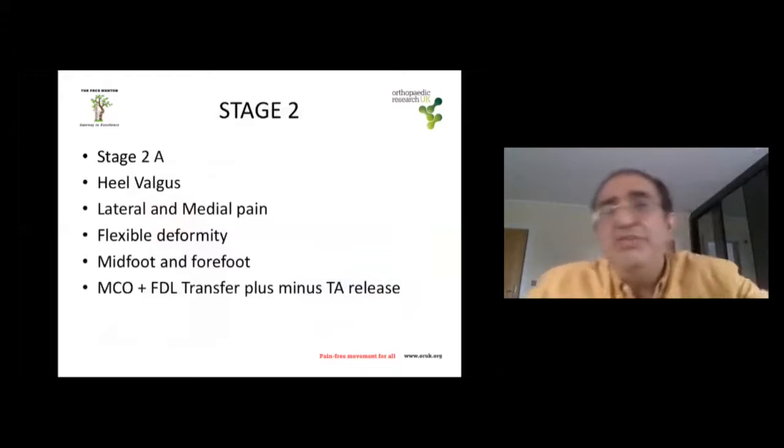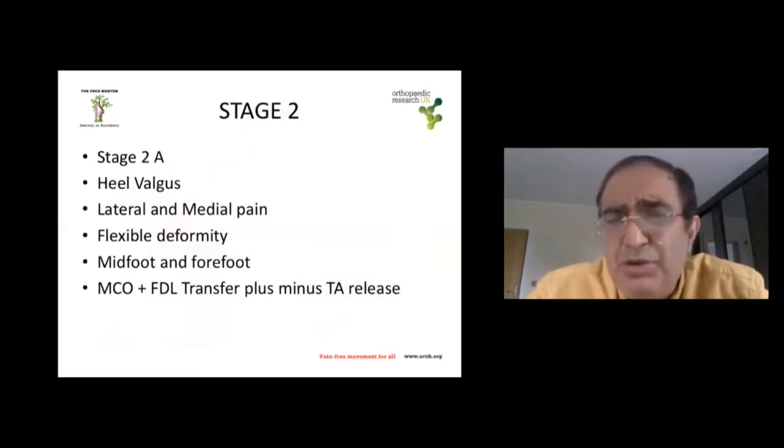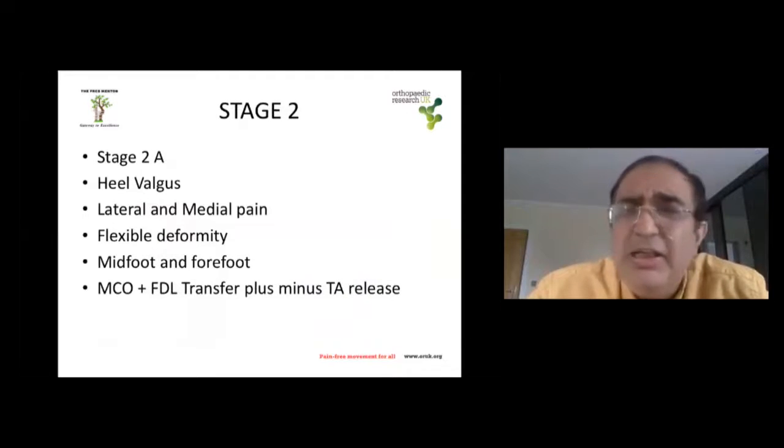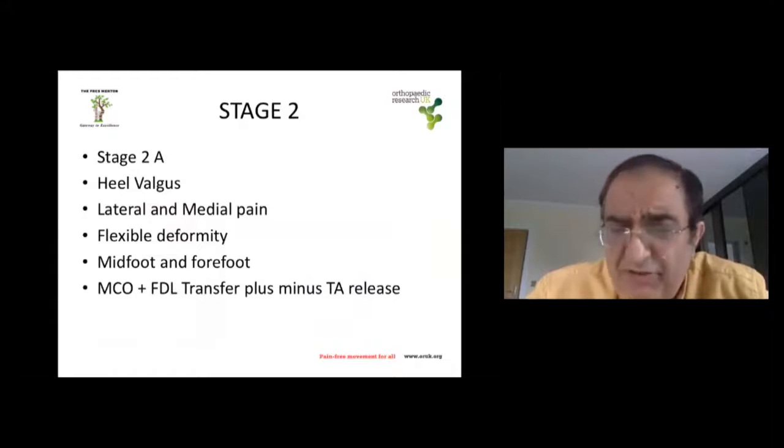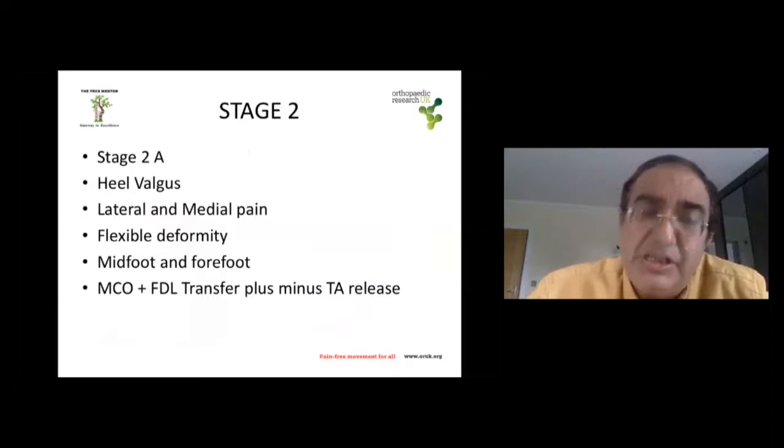Now stage two, as we said, we divide into 2A, 2B and 2C. So in 2A, where it is mainly a hindfoot deformity and the midfoot is okay, so you can't see too many toes sign. So there you can just do a medial calcaneal shift with FDL transfer to the tib post. This is because the deformity is flexible.